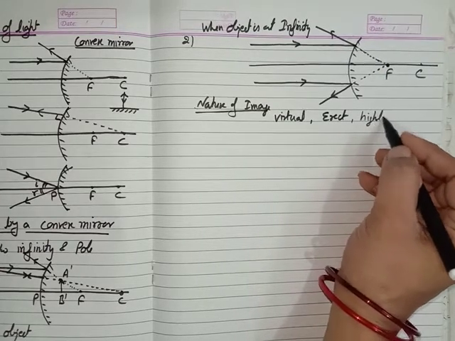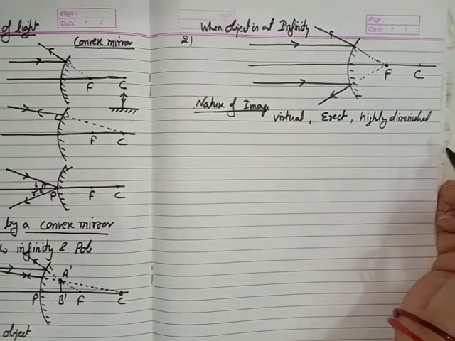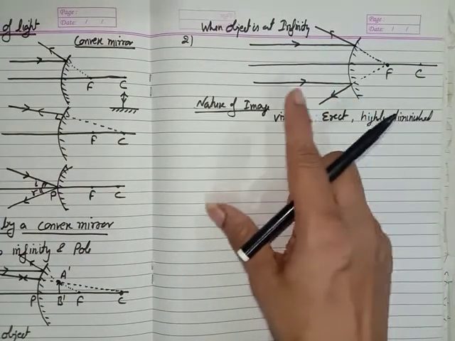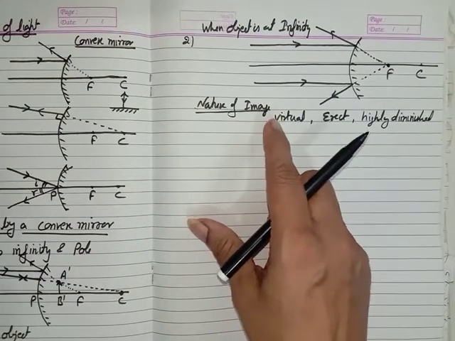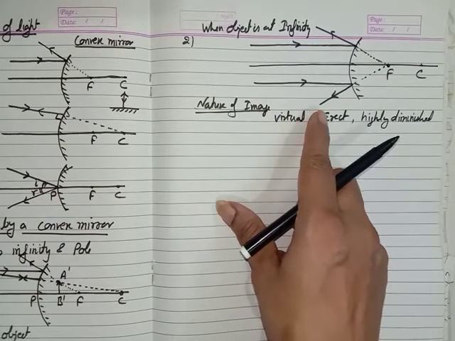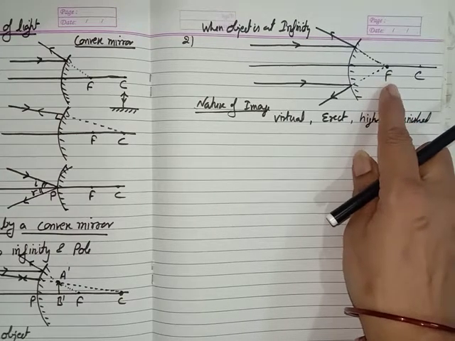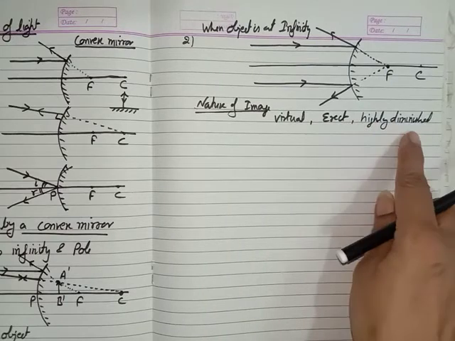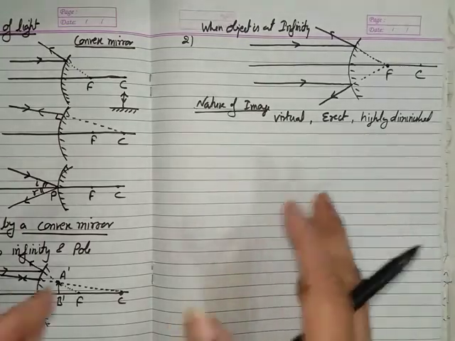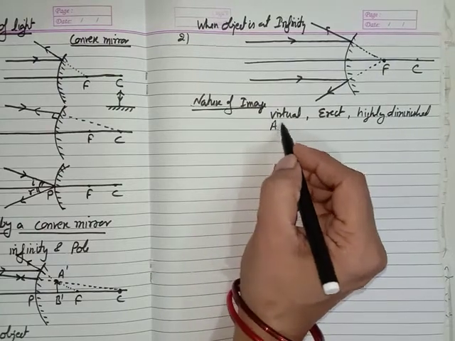Highly diminished means, if we are able to see an object which is at infinity, it means the object is really very large, so that we are able to see it. And the image which is formed at the principal focus is much smaller than the object. So we can say the image is highly diminished. Diminished means highly smaller, means much smaller than the object. So virtual, erect and highly diminished. And where is it formed? It is at F.